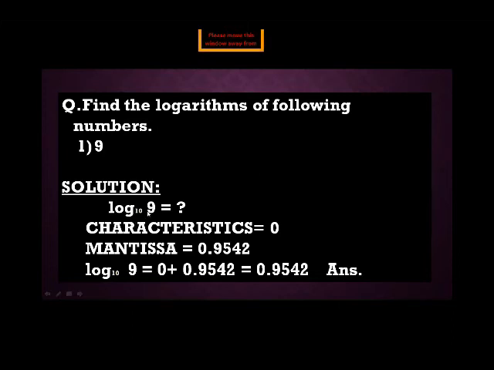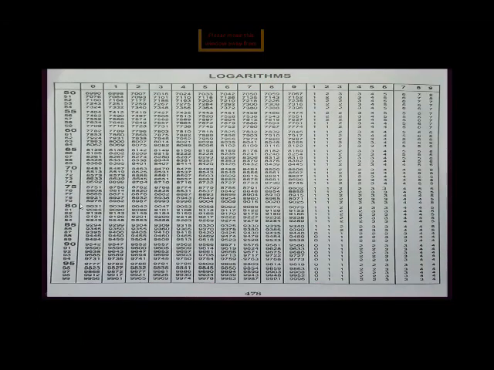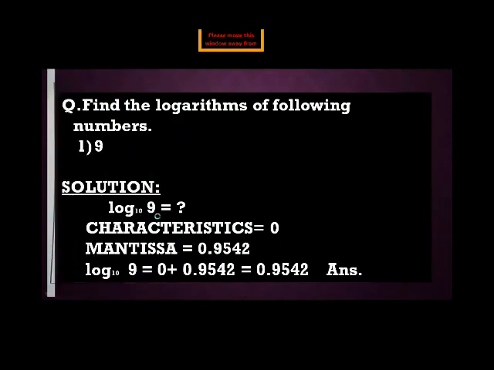So here, how many numbers are in its integral part? There is only one number in its integral part, and 9 is greater than 1, so we will subtract 1. So 1 minus 1 is 0. So here the characteristic is 0, and 9 is a single number, so there is no log of 9 in the table. So we will convert 9 into 900 to see the log table. So we consider 900.